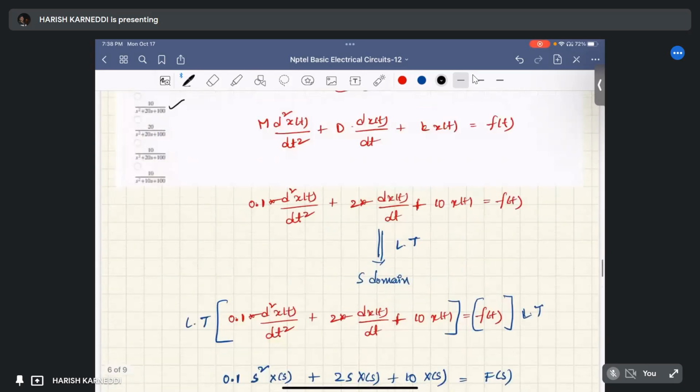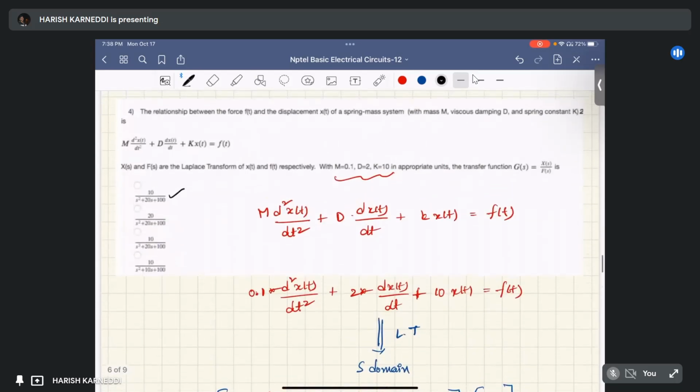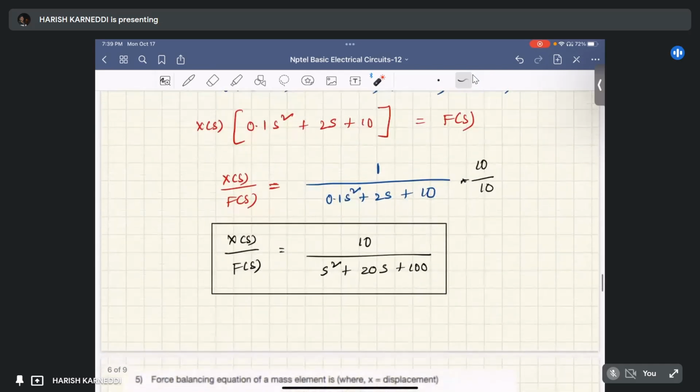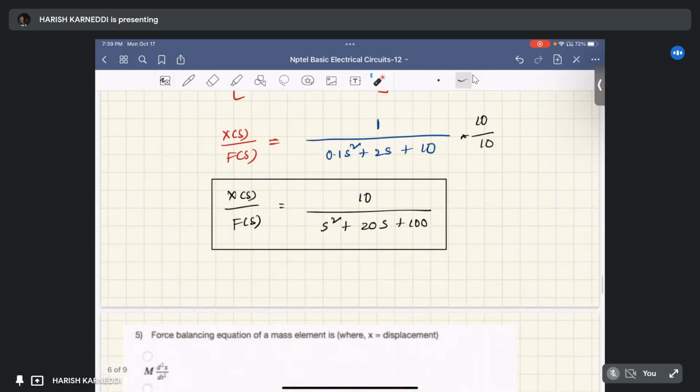They gave the equation in the time domain, and we have these constant values of m, d, and k. We substituted the constant values and applied the Laplace transformation to the equation. From the Laplace transformation, we simplified that equation and found that the transfer function X(s) by F(s) equals 10 by s² + 20s + 100.